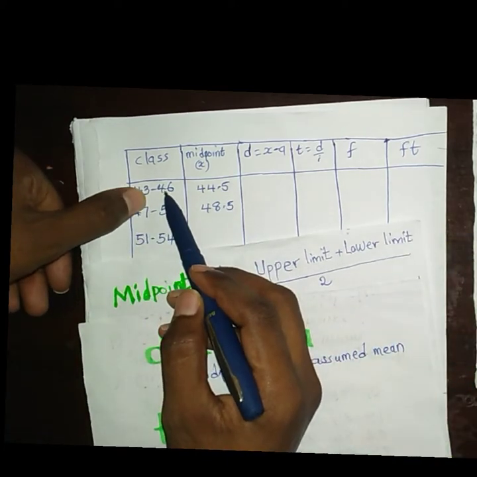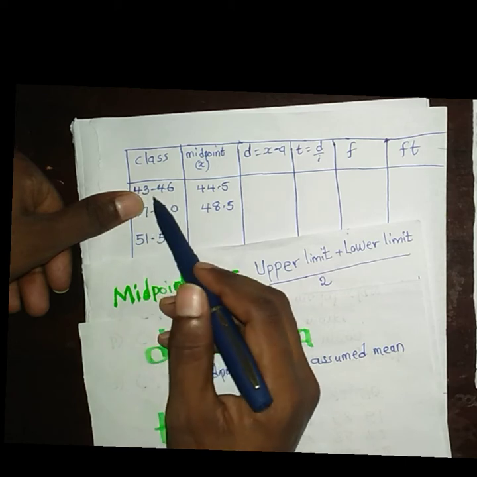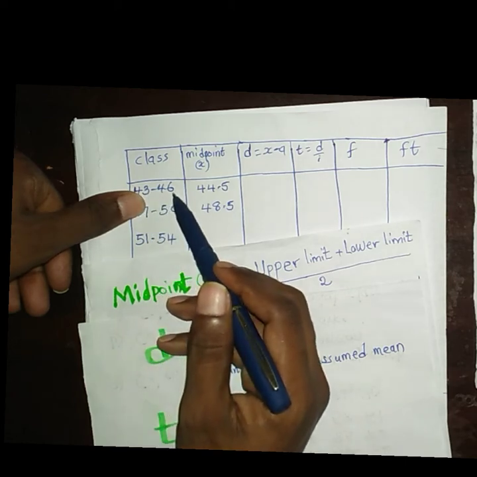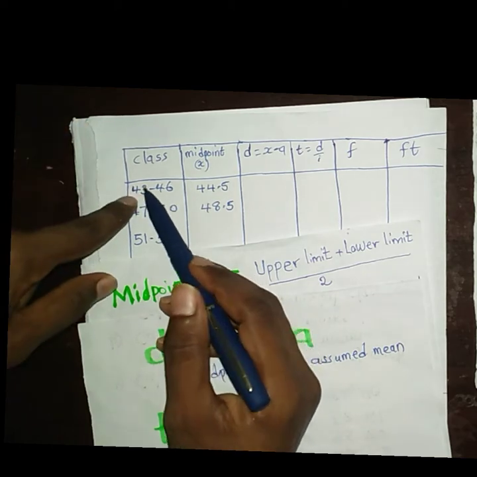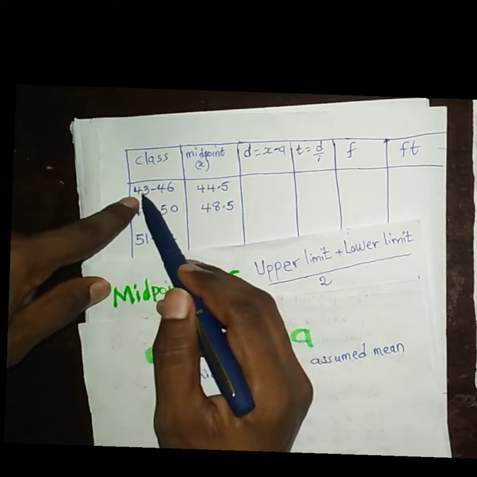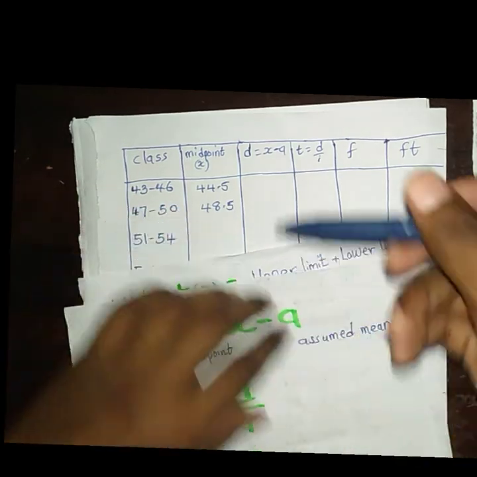46 is the upper limit of the class and 43 is the lower limit of the class. If we subtract these two, we are going to get 3. 46 minus 43, it is 3. Then we add 1, because the lower limit is included. So our class length is 4.